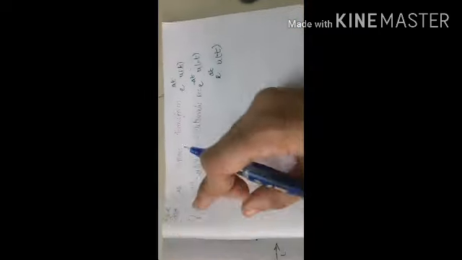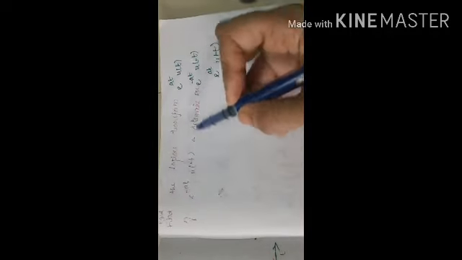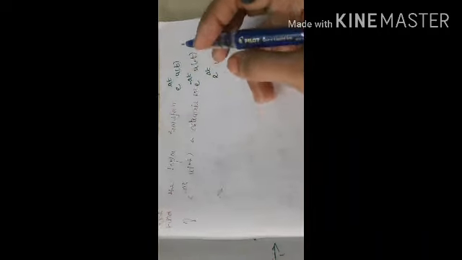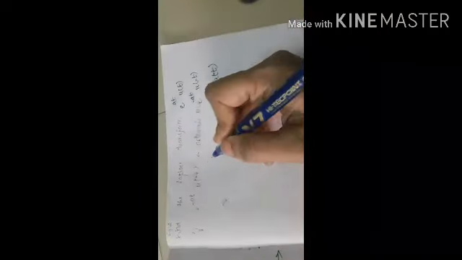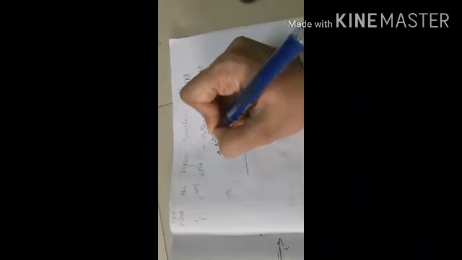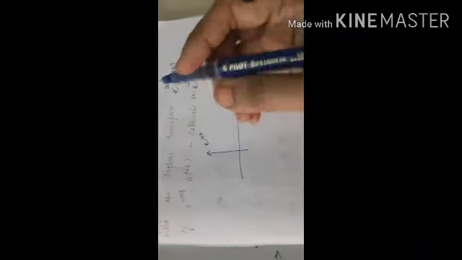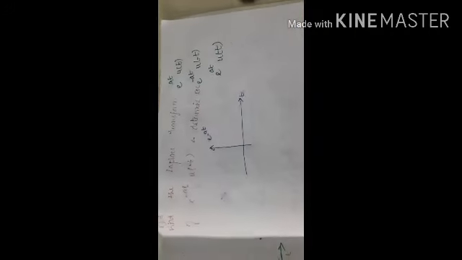First, let us see the second example. Find the Laplace transform of e power minus at u of minus t and its region of convergence. First, we will draw the graph. This one is e power minus at. See, e power minus at, in the sense, this is an exponentially decreasing signal.